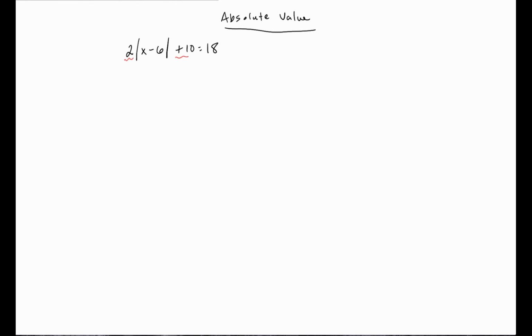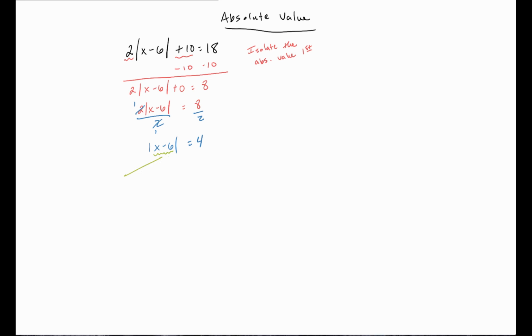Now, what if we have something that is a little more complex? Well, here we don't just have an absolute value by itself. So we need to isolate it first so that we can get down to that question of how far that absolute value is from 0. So I go through and subtract 10 from both sides. I divide by 2, going through my normal solving steps, but I'm solving for the absolute value instead of the variable in this case.